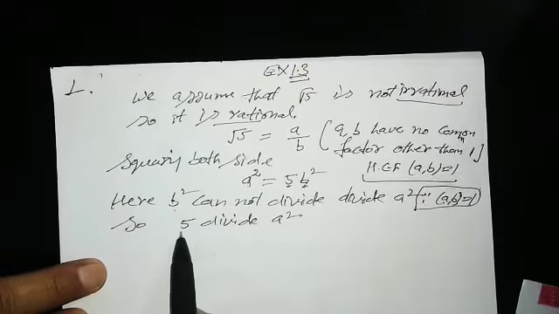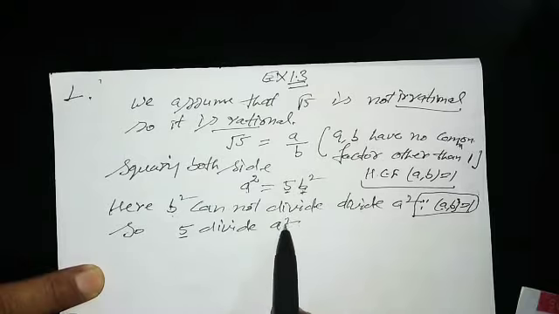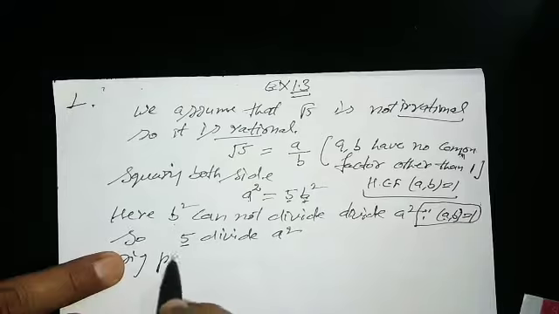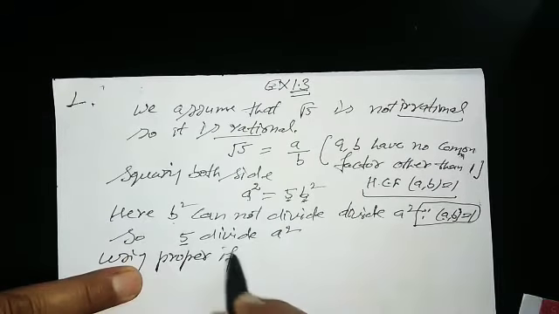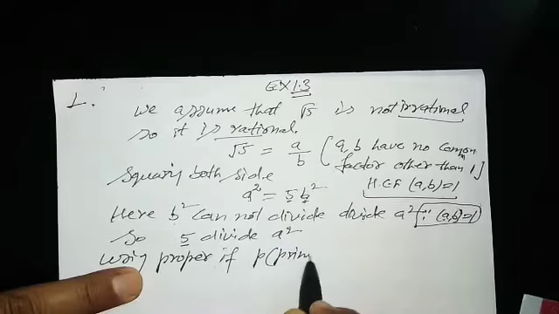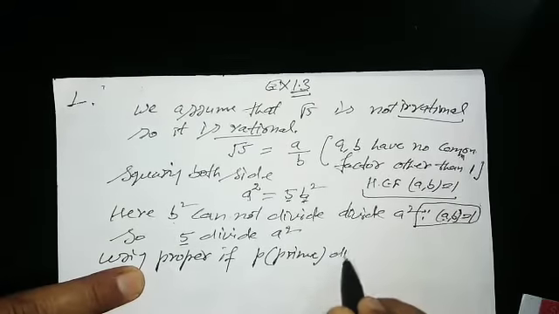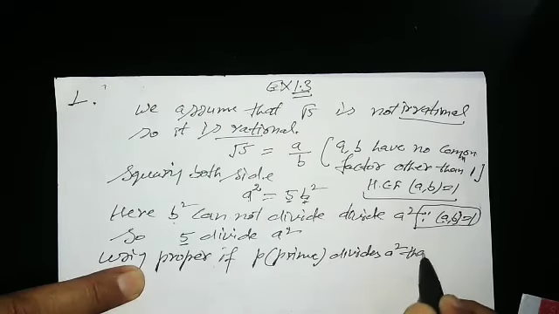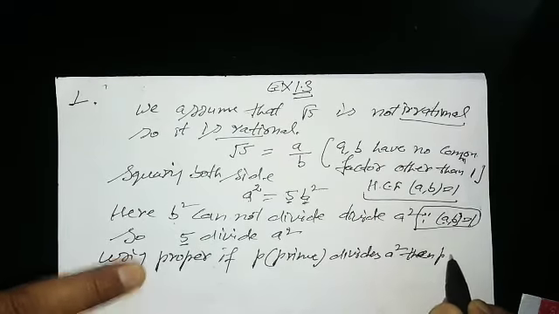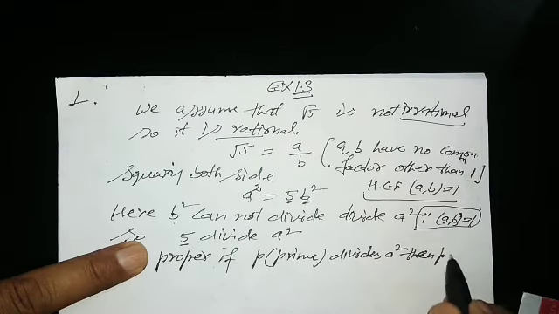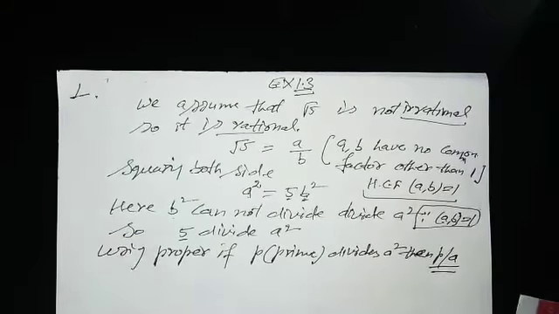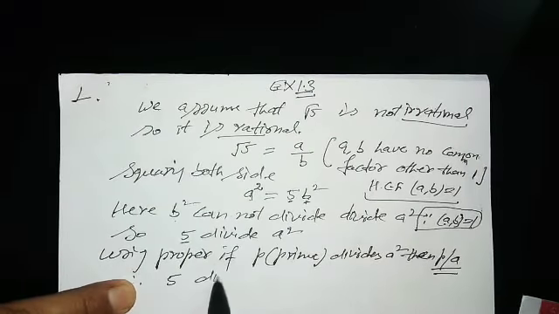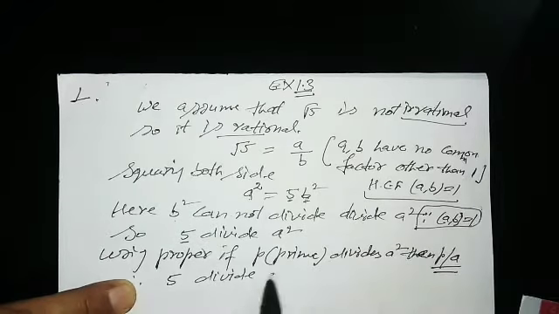Now what is our property? The property is that if a prime number divides this type of number, using the property, what is the property? If p, a positive prime number, divides a square, then p divides a also. Okay, so here we can say 5 divides a also.